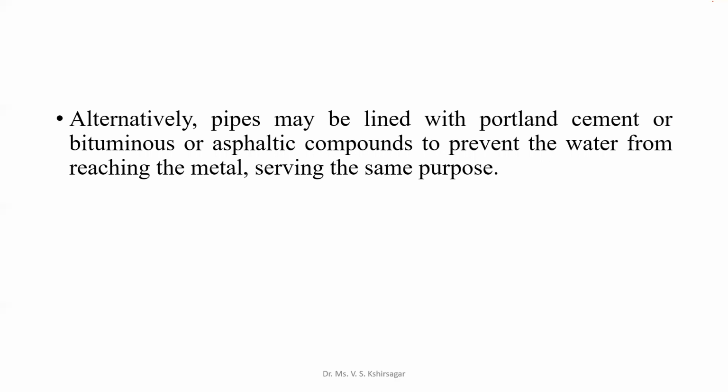Are you getting? So to prevent that corrosion, we can go for a lining of Portland cement or bituminous or asphaltic compounds, which will help us prevent contact between the metal and water. Hence we need to go for such linings. Got this point? So these are the corrective actions we can take to avoid the corrosion.